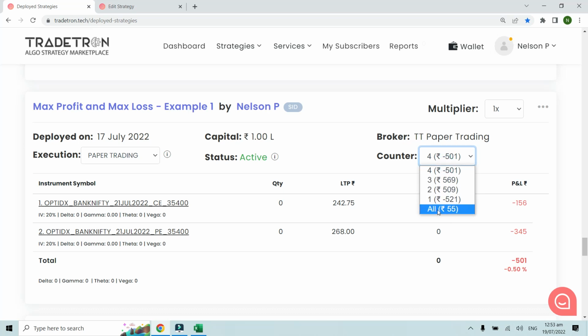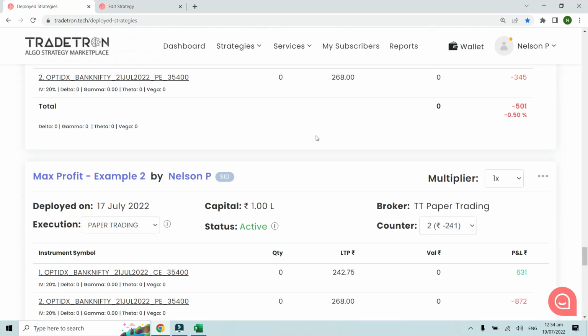The first counter was minus 500, so that was less than 500. That's the reason why it exited. The next two counters were in profit, so greater than 500, and then the fourth counter was again in loss. Alright, so that's the first example.